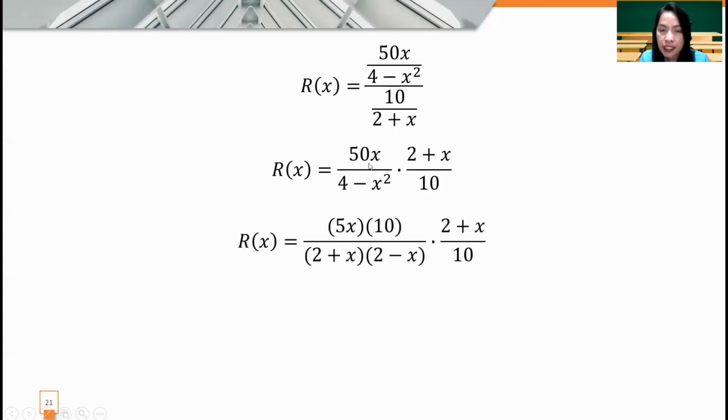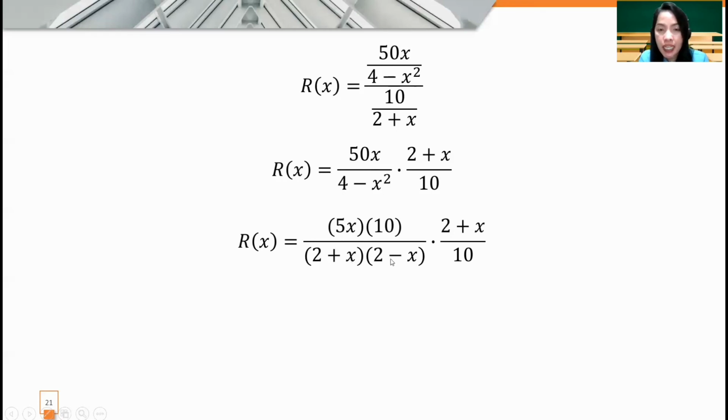Then multiply, or baka may pwede ka nang i-cancel para mas madali. 50x, ito yung factors nito, 5x times 10, para makancel mo na yung 10 sa baba. And then, yung denominator ng 50x, which is 4 minus x squared, ang factors nito, you may use quadratic formula for you to get the factors, or just have this like this. 2 plus x times the quantity 2 minus x. If you're going to multiply this, that will be equal to 4 minus x squared.